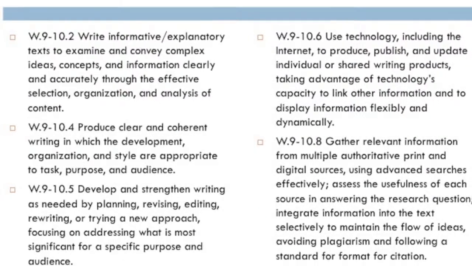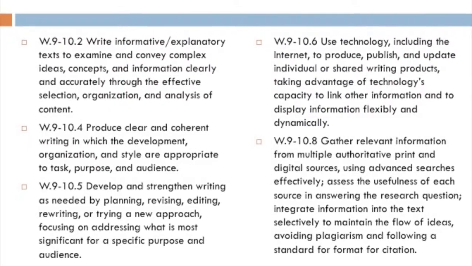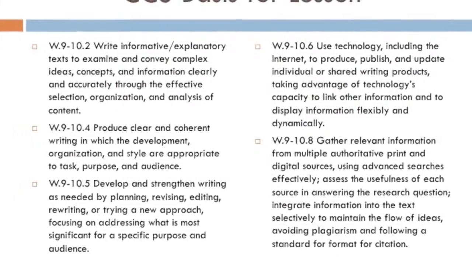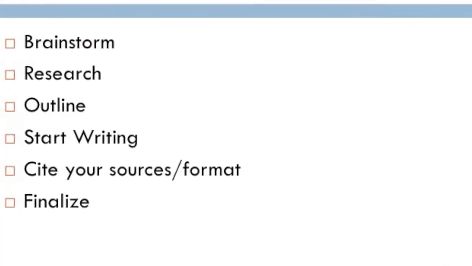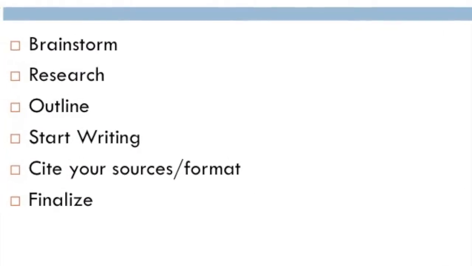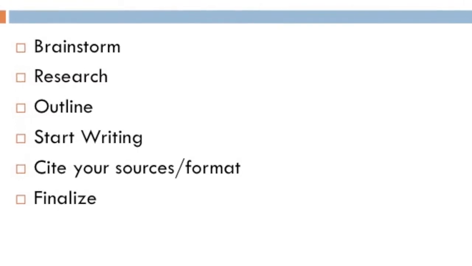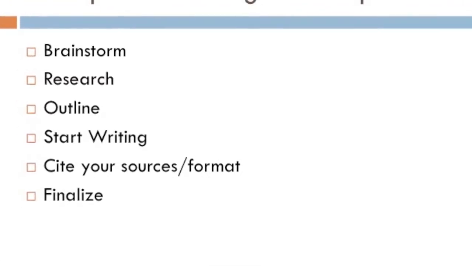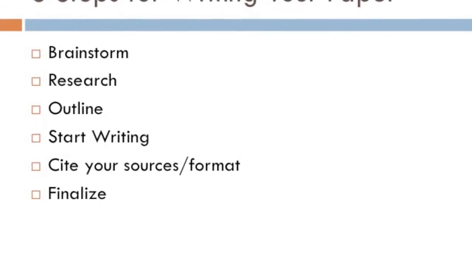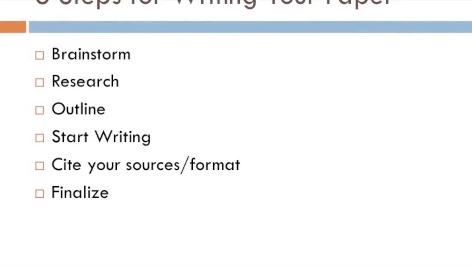Real quick, these are the Common Core standards that this lesson is based on, so you can look them over on your own time. I broke down the writing process into 6 basic steps: brainstorming, researching, creating an outline, the beginning of writing, citing your sources/formatting, and finalization of your product. I hope these are helpful to you.